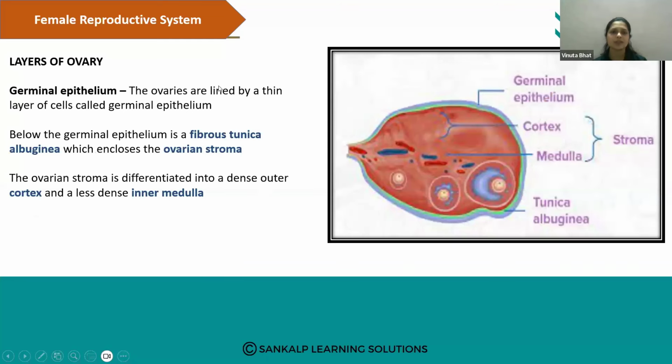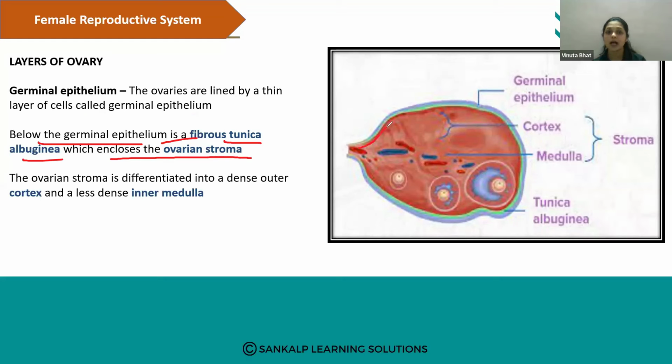Then if you see the structure of the ovary, so this is the ovary, right? So the layers of the ovary. The germinal epithelium: the ovaries are lined by a thin layer of cells called the germinal epithelium. So this is the outer layer. This blue colored structure is the germinal epithelium. And below the germinal epithelium is the fibrous tunica albuginea, which encloses the ovarian stroma.